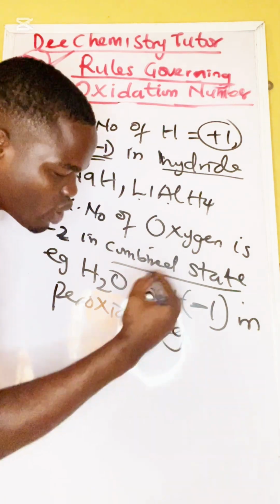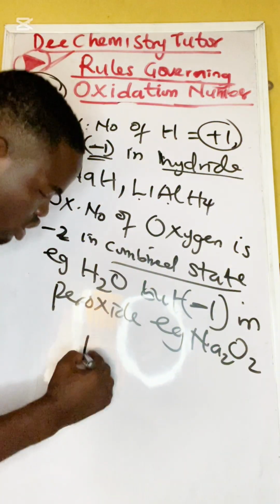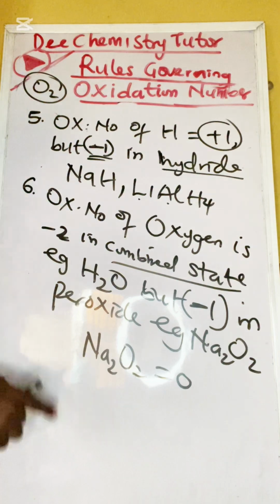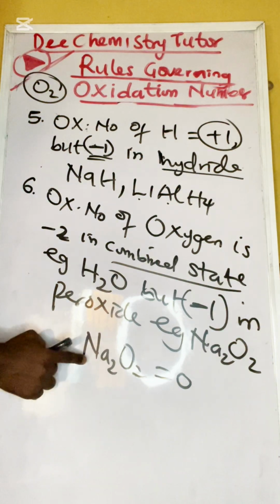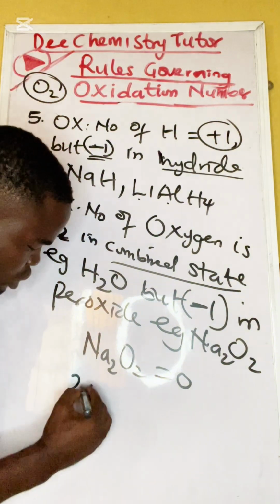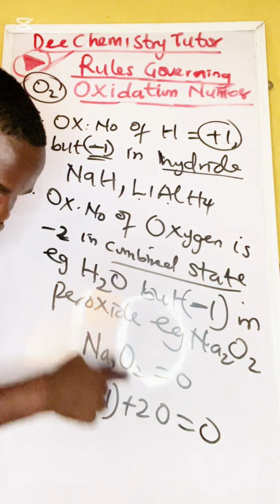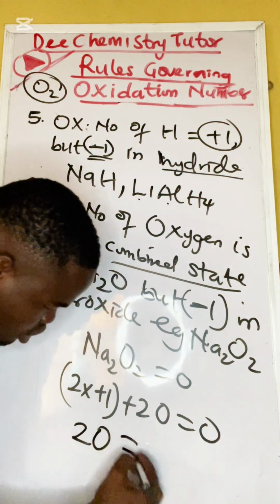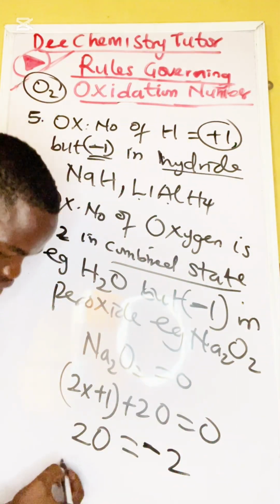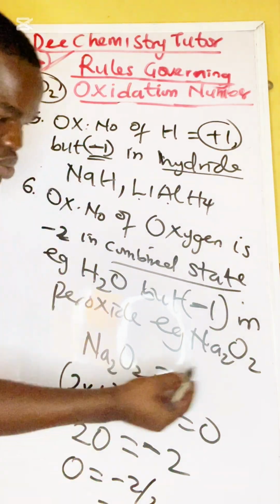You will see it now. In peroxide, what are the examples of peroxide? Na2O2 is an example of peroxide. Now let's check if it's correct. Na2O2, all will be 0. Don't forget this is a metal. When I mentioned the number 4, the fourth rule is talking about metal maintaining +1 in its combined form. So this one must maintain that. So that will be 2 times +1 plus 2 into oxygen equals 0. So I need 2 of oxygen to equal 2 times +1, which is +2. Then +2 will go to the other side to be -2. So oxygen is -2 divided by 2, so this was -1 because it is in peroxide.